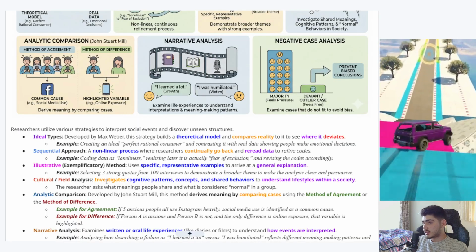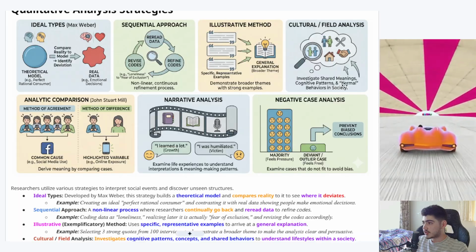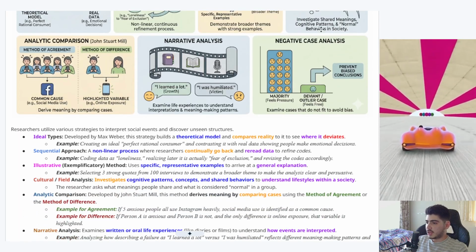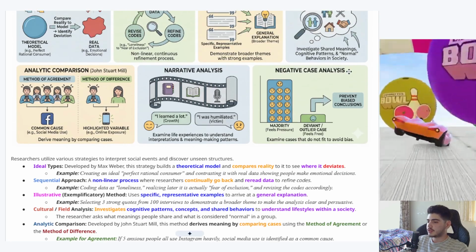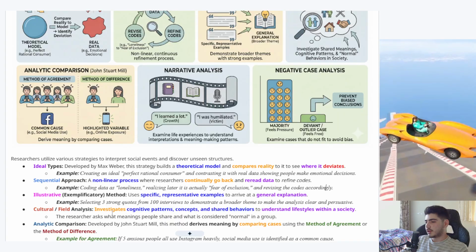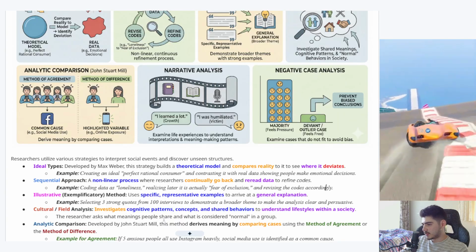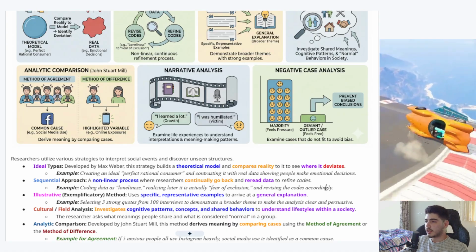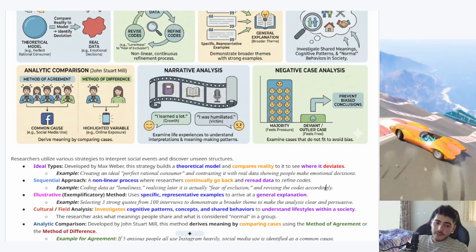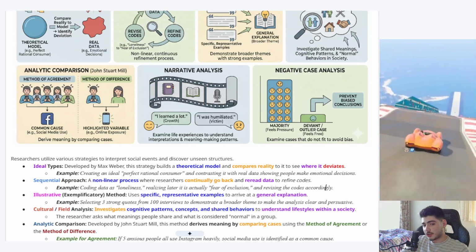Cultural or field analysis investigates cognitive patterns and normal behaviors in society to understand lifestyles within a society. The researcher asks what meanings people share and what is considered normal in a group. So you are going down into the field and checking out what the culture there is like.